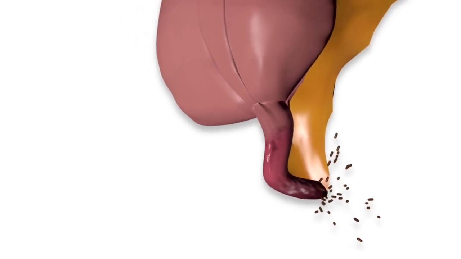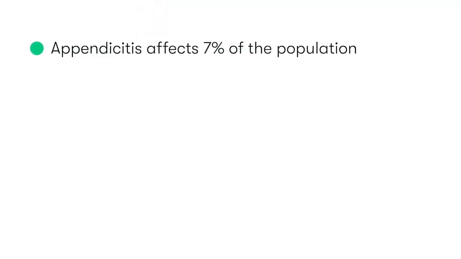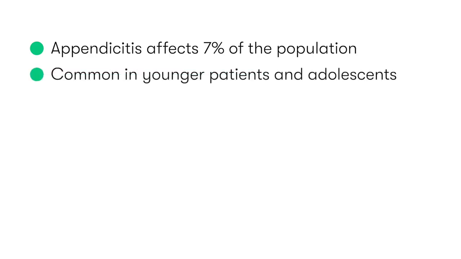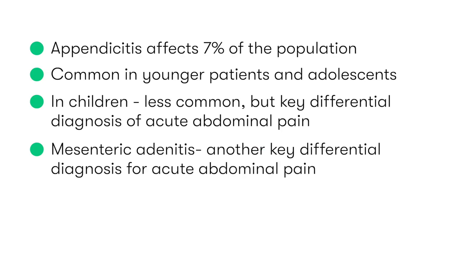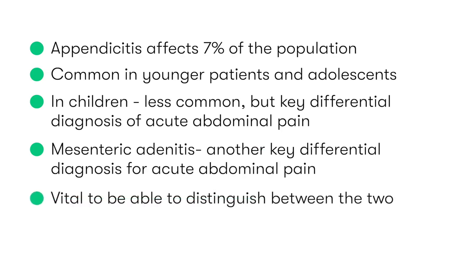Whilst appendicitis affects 7% of the population, it's particularly common in younger patients and adolescents. However, in younger children, whilst it's less common, it's still a key differential diagnosis for any acute abdominal pain. Therefore, it's vital that we're able to distinguish acute appendicitis from another key and common differential diagnosis for acute abdominal pain in young children, namely mesenteric adenitis. And at the end of this video, that's exactly what you should be able to do.